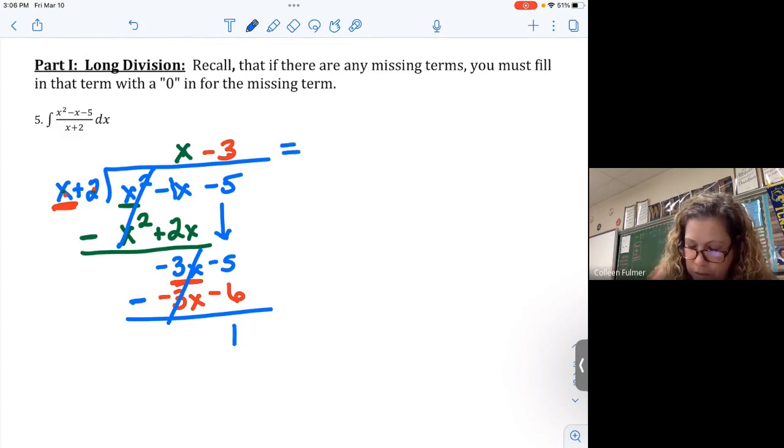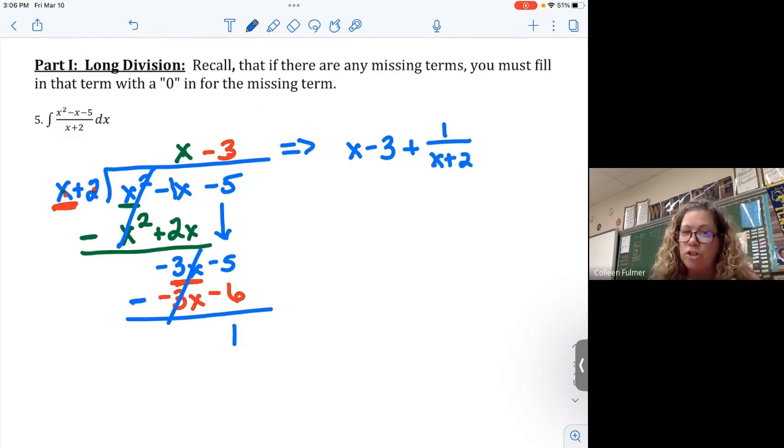So that means that this problem can be rewritten as x minus 3 plus 1 over x plus 2. Because remember, when you do long division, whatever the remainder is gets put over top of what you're dividing by, the x plus 2 in this case.